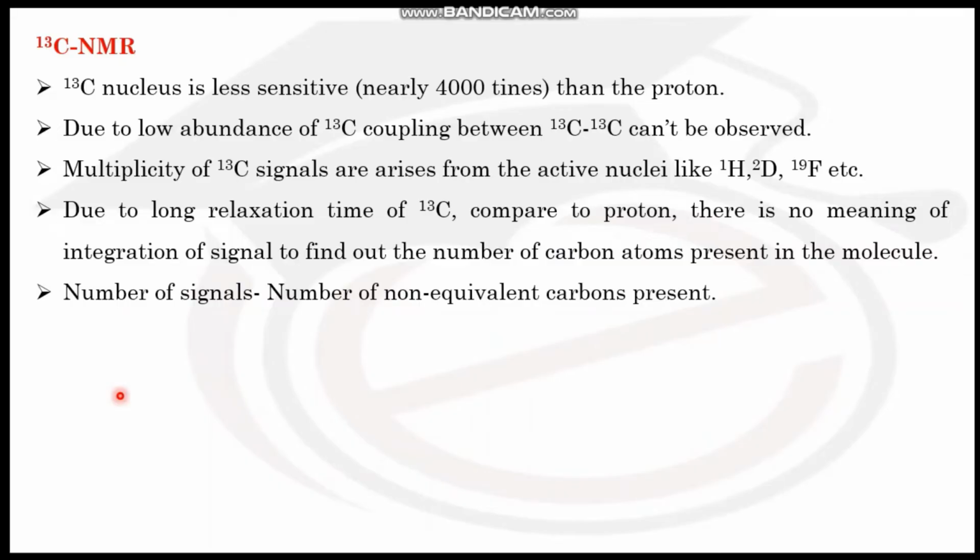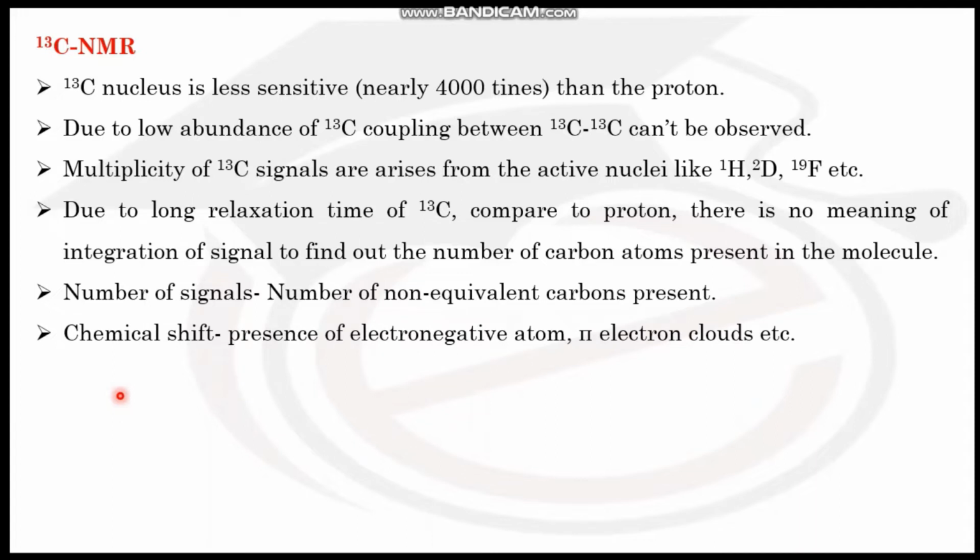And here also, the number of signals means the number of non-equivalent carbons, and chemical shift gives the presence of an electronegative atom, or a pi bond cloud, or the hybridization. The factors affecting chemical shift we already discussed in the case of proton NMR, and the same thing is applicable here. Chemical shift value will give an idea about whether the carbon is sp3, sp2, sp, or attached to an electronegative atom, or an electropositive atom, or present in the pi cloud. A lot of information we are getting from chemical shift.